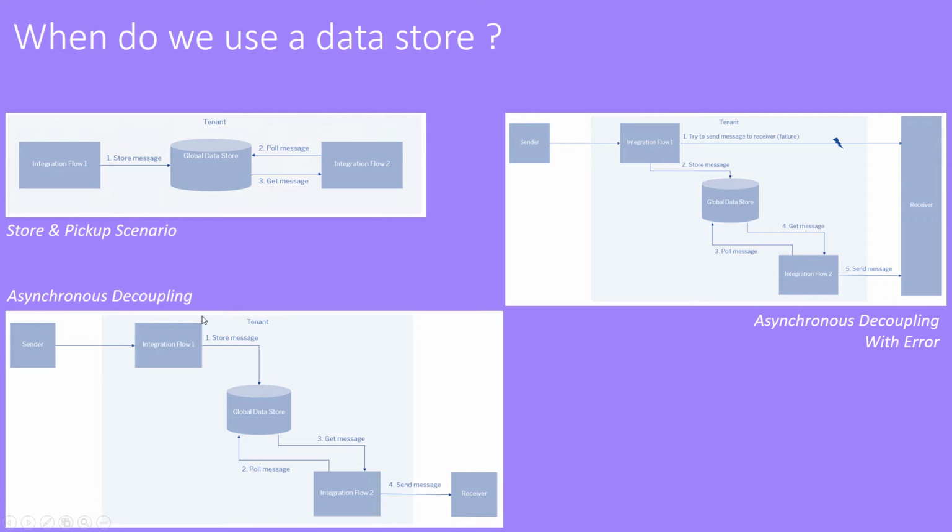Another usual one is asynchronous decoupling, where an integration flow stores a message while another integration flow gets the message and sends it to the receiver, thereby decoupling the sender completely from the receiver system. The third scenario is similar to the second one, except the first integration flow will actually try sending the data to the receiver, but if there is some error, then details will be stored in the data store so that another iFlow at a later point in time can access the data and try resending the message to the receiver.